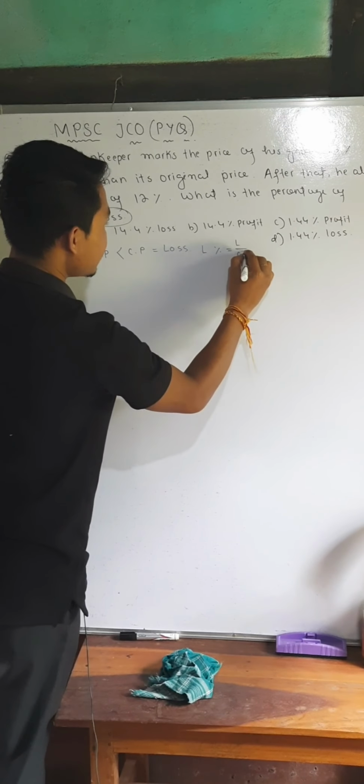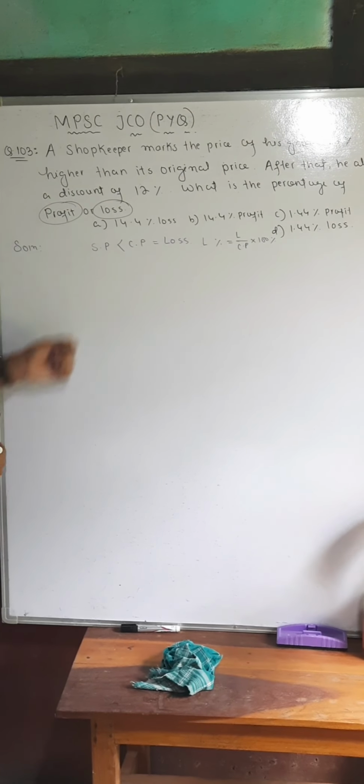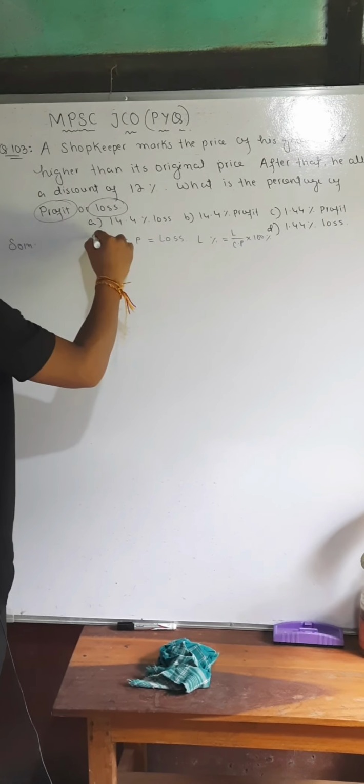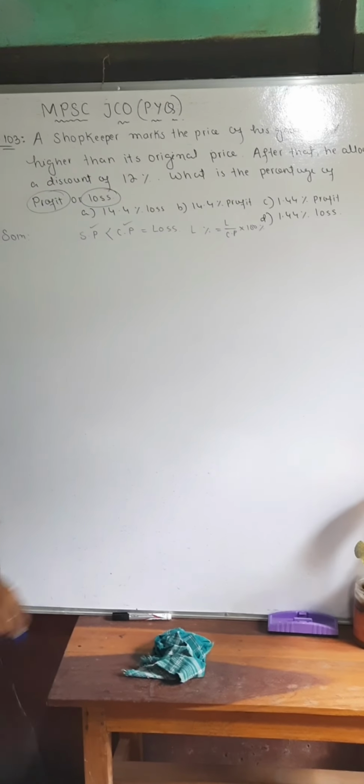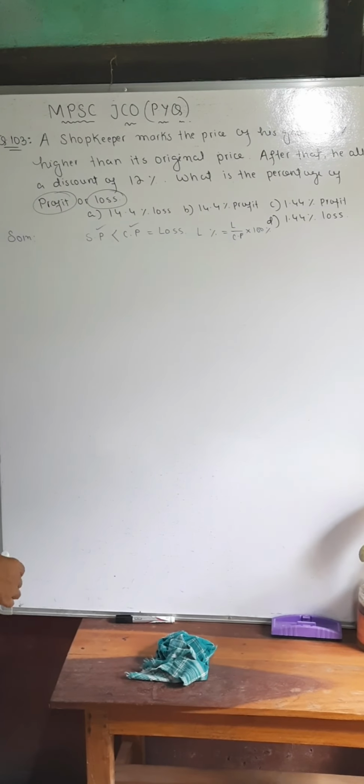Loss by CP into 100%. So at first we need to find what is selling price and what is cost price. Then we will find whether there is a loss or profit. So let us try to understand the question first.